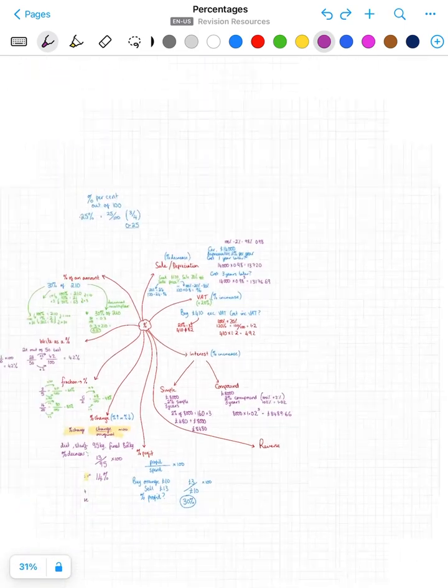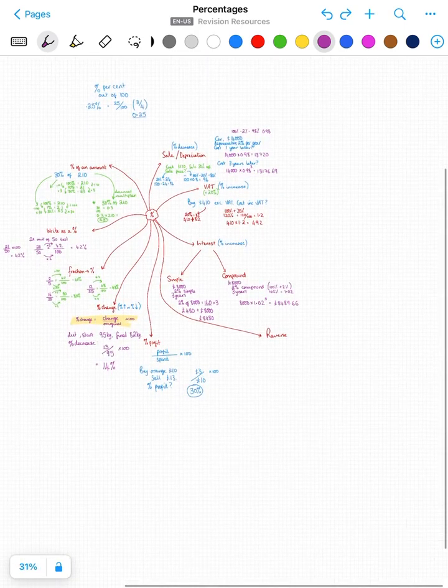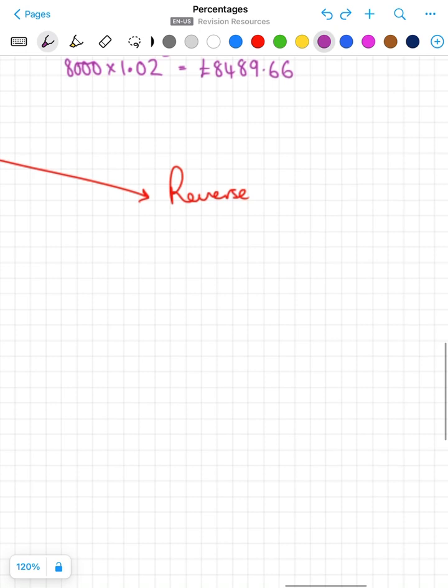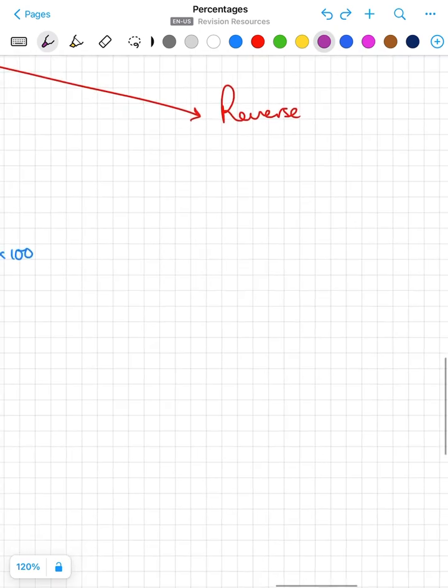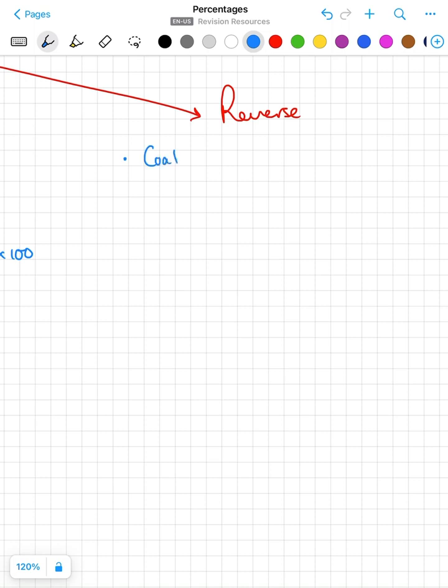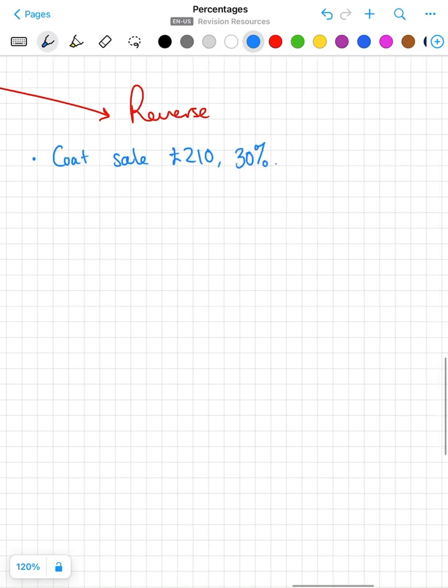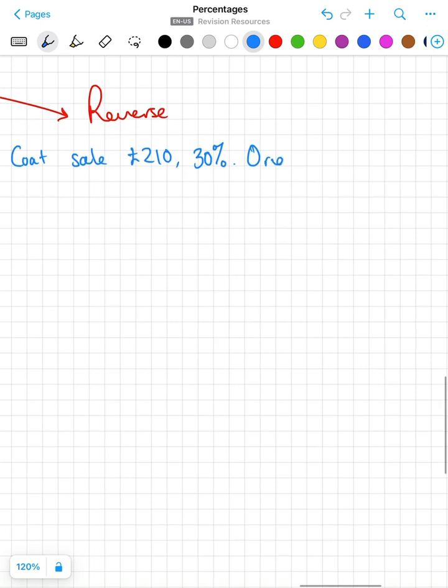Now, one final thing with percentages, and that is reverse percentage. This typically will be on higher papers, and we're working backwards to find the original price. So let's say we have got a coat that you buy in a sale for £210. That's the sale price. The sale was 30% off. What's the original price of the coat?